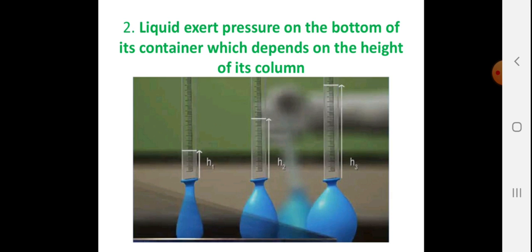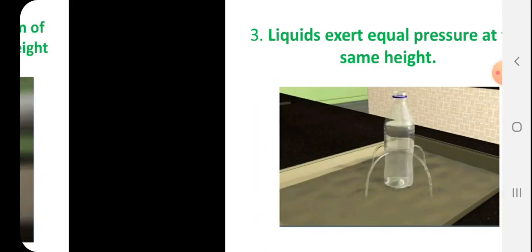So you can see height 1, height 2, height 3. Height 3 column is highest. It applies maximum pressure, so the balloon is bulged quite bigger. Height 1 is quite less. The balloon is not blown that high compared to H2 and H3.